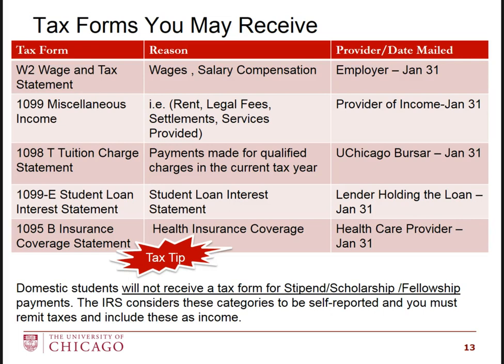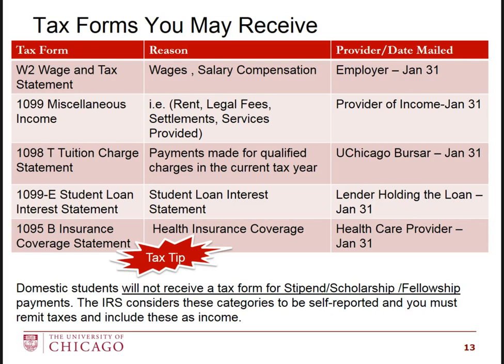The first one is a W-2 wage and tax statement. This covers wages and salary from any employer that you worked for during the tax year. Your employer is required to submit this form to you and the IRS by January 31st.